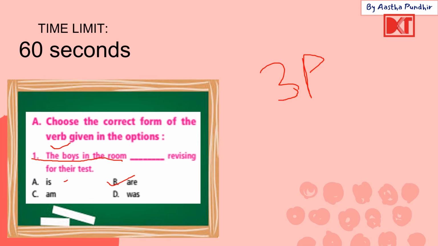Is this used with singular? Then am is used with first person singular. D, was. Now was is for the past tense. If we would have used the past tense here, then it would have been the boys in the room were revising for their test. Were wouldn't have been used in that sense also. The correct answer is B, are. Okay.